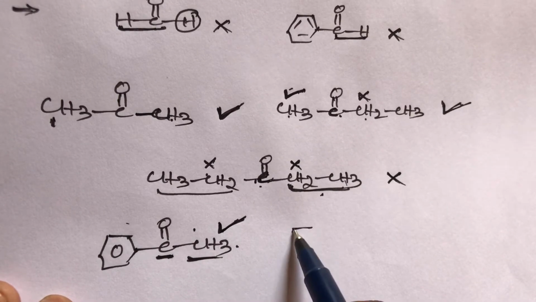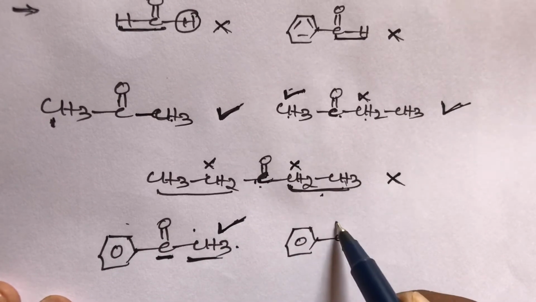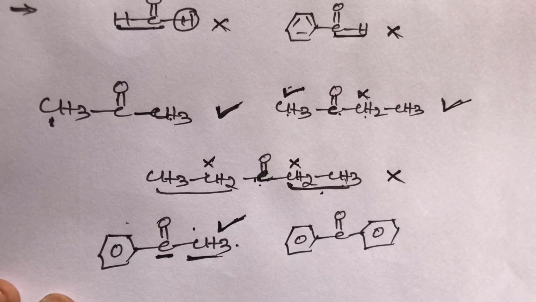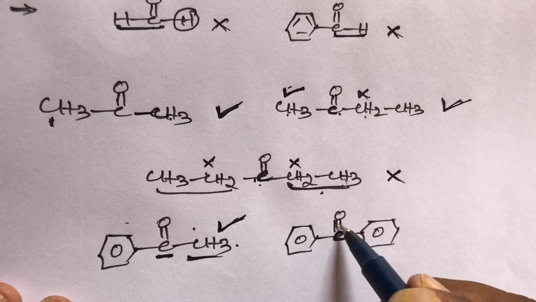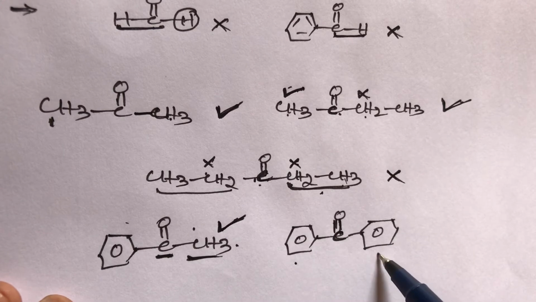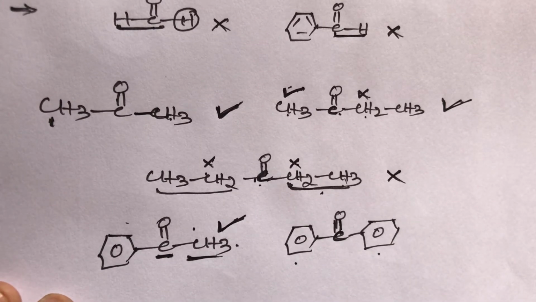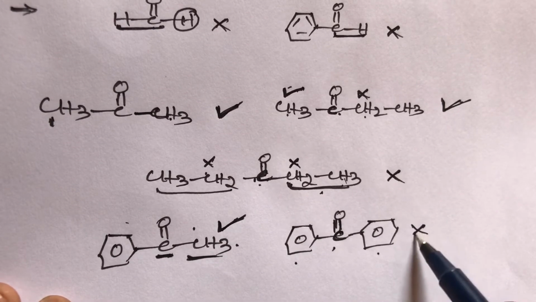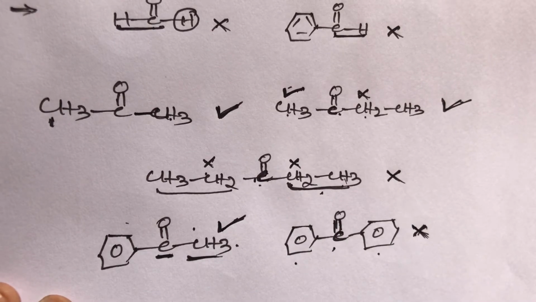Now take the second example, C6H5-CO-C6H5. That is called benzophenone. This is also a keto group. On the left-hand side there is a phenyl group, and on the right-hand side there is also a phenyl group. So what is the condition? For an aldehyde or ketone, at least one methyl group is compulsory. But this keto group does not contain a methyl group, so it does not give the iodoform test. This is the simple trick, students.